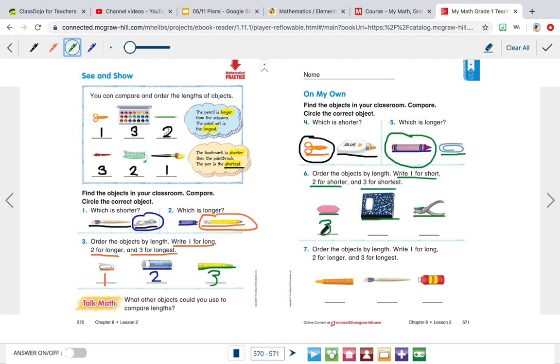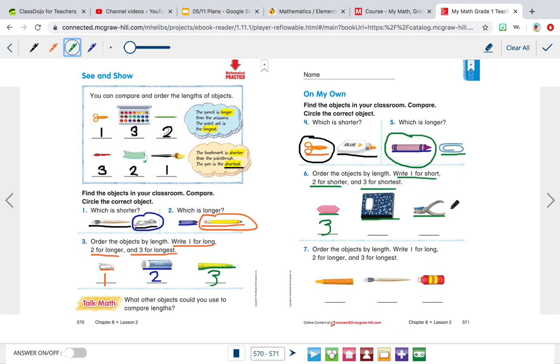Then we're going to go 2 for shorter and 3 for shortest, and 1 for short. So which one is the next shortest? Is it this one or this one? So here's the shortest. Which one is the next shortest? So it's a little longer than this, but it's not the longest one. We're looking for the shorter one.